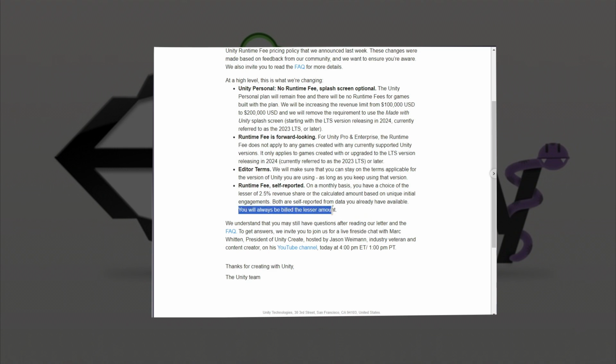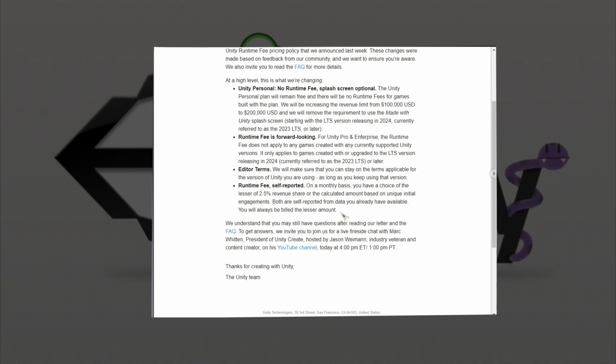You'll also be billed the ledger amount. So whatever data I have, based on that data they will charge us. On one hand, this is really good, interesting, and I think they are on the right path now.